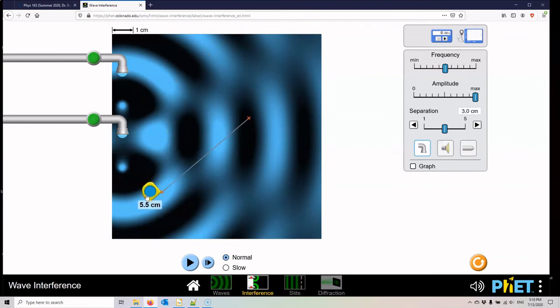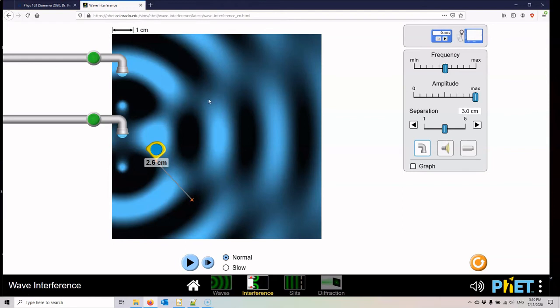Where can I do this? Right here. This is one wavelength, about 2.6, 2.5, something like that. I'm being very rough here. So for this point, and I have been rough, the path length difference is 1 centimeter, which is fairly close to half of one wavelength. So this is going to be a destructive area.